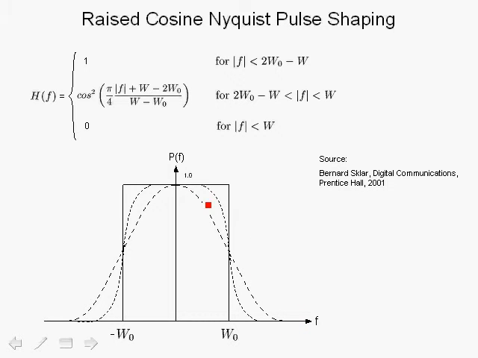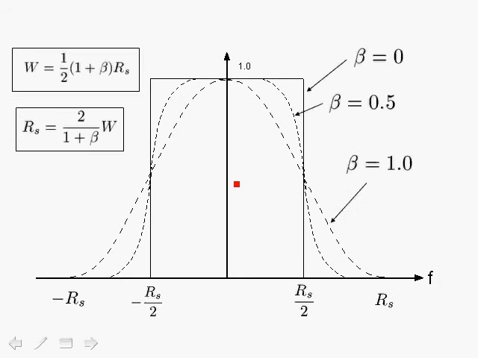This filter here, called the raised cosine filter, is for the case where the bandwidth is twice W0, and we can get filters in between. Let's focus on this diagram here. We can associate with each filter a parameter beta, which is called the roll-off factor. For beta equals 0, we get the rectangular frequency response. And for beta equals 1, we get the system with a maximum bandwidth, shown over here. For beta equals 0.5, we get filters in between.